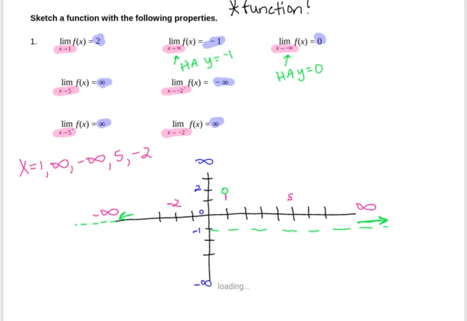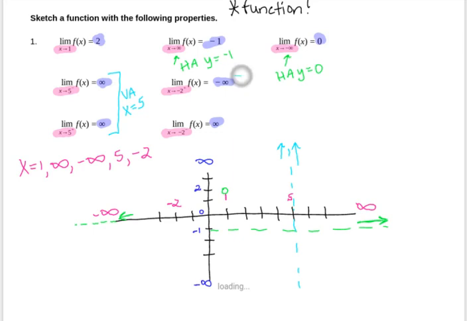Then I can look at this next piece. And this is a lot, guys, so just bear with me. As x approaches 5 from the left and as x approaches 5 from the right, my y values are approaching infinity. This is telling me there's a vertical asymptote at x equals 5. So I'm going to go ahead and draw in a vertical asymptote. And on the left side and on the right side, my y values are approaching positive infinity.